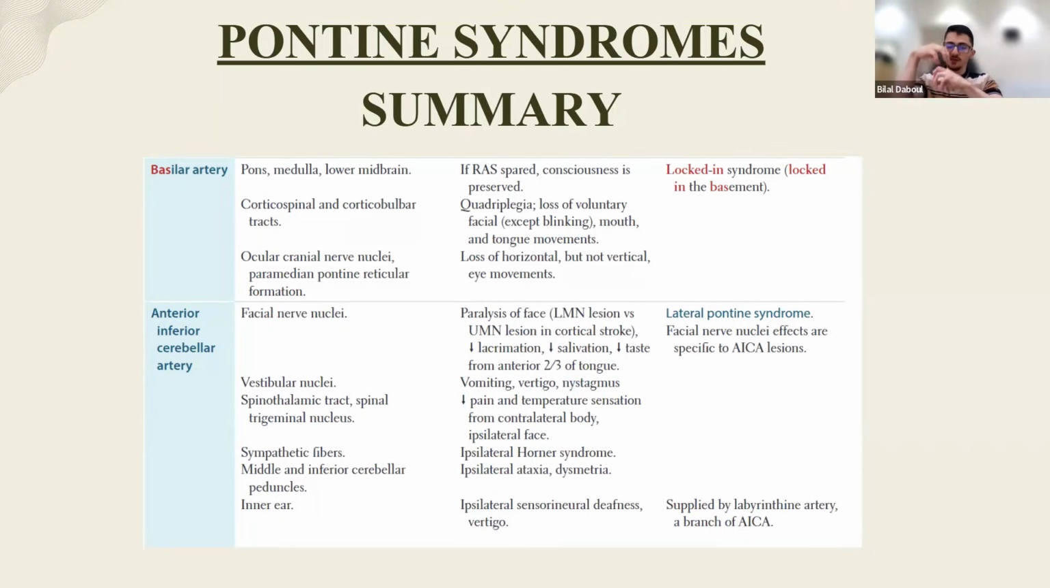In between, you have the vestibular cochlear nuclei. So if you have a lower pontine stroke or an upper medullary stroke, in both you would have vertigo, nausea, vomiting, which are vestibular signs.